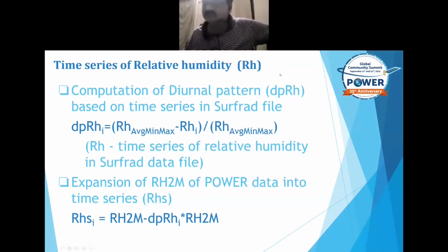In the same way, RH2M from POWER data is expanded into a time series of relative humidity.